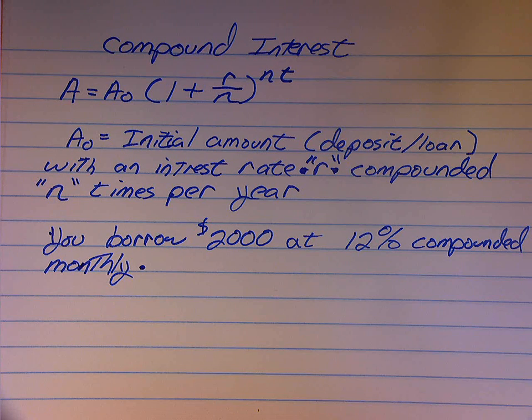Okay, we're going to set up a formula to describe the situation where you borrow $2,000 at 12% compounded monthly. Now, there are three things I need to figure out from the word problem. What is the initial amount? Whether it's a deposit or a loan, in this case it's a loan. Initial amount is $2,000.